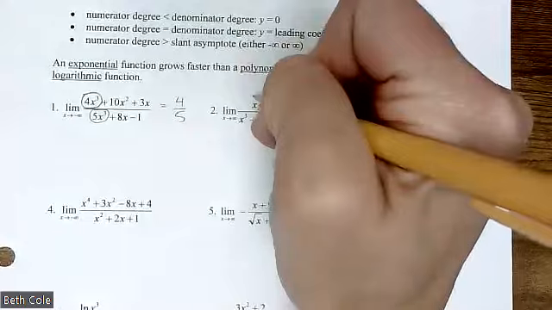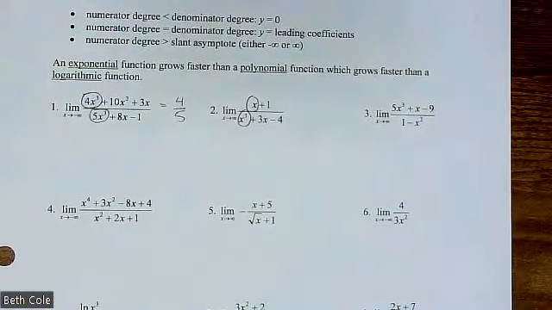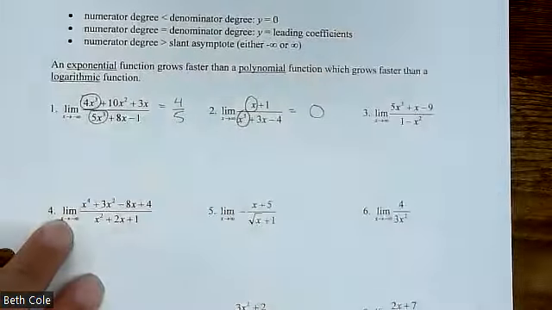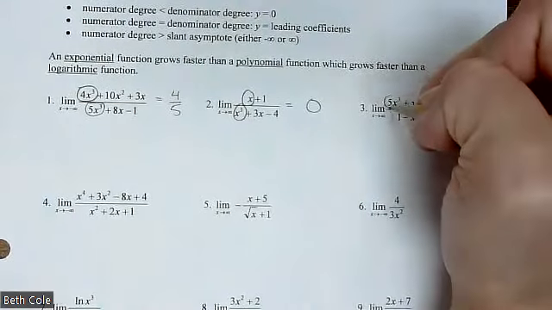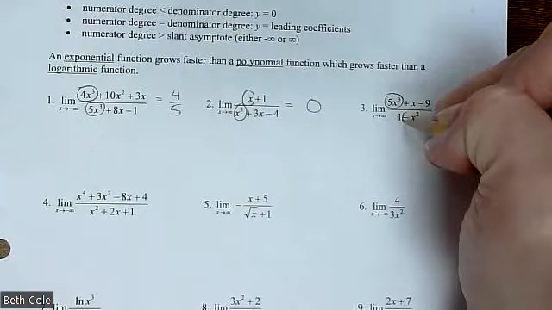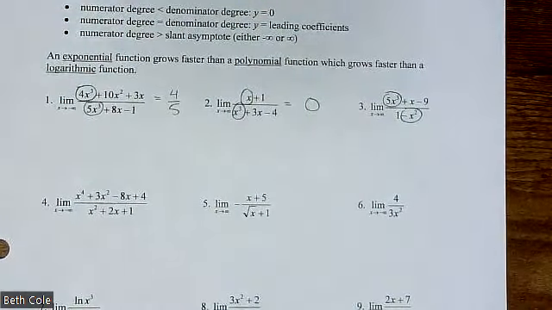For this one, x is in charge of the numerator, x cubed is in charge for the denominator. So that's the numerator being smaller, so that's going to be 0. Good. All right, for this one, we've got 5x cubed in the numerator and negative x squared in the denominator. That's a situation where it either goes up or down.